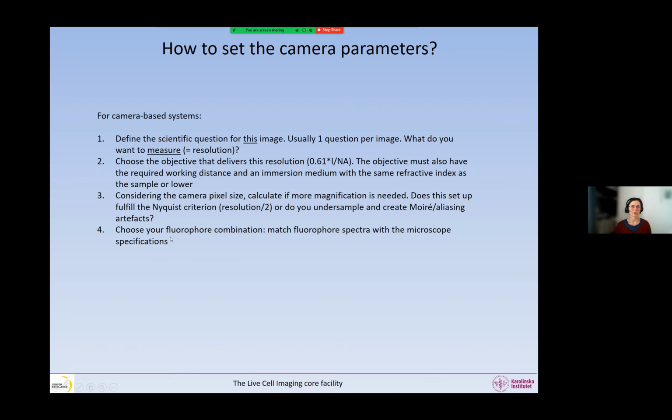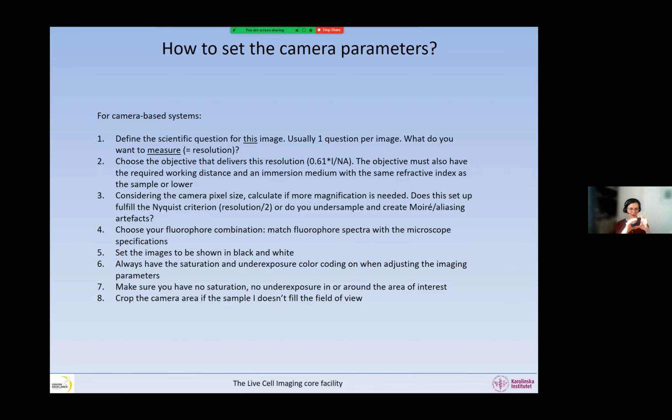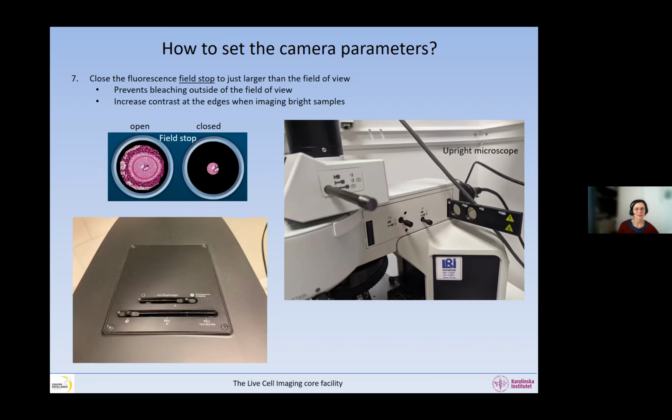Then you choose the fluorophore, so it's exactly the same thing. Set the images in black and white, always have the saturation and underexposure lookup table on, and acquire images with absolutely no saturation. You cannot underexpose with a camera. And you can crop the camera area. If your sample does not fill the whole field of view, you can change objective to magnify more, or you can crop the camera area to not acquire all the pixels. Do not acquire images with a lot of black everywhere. And this is the field stop.